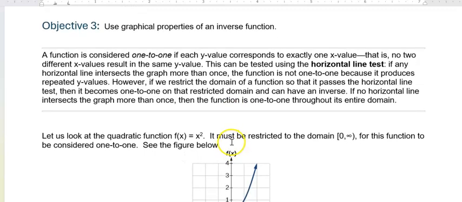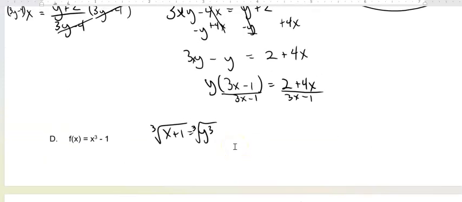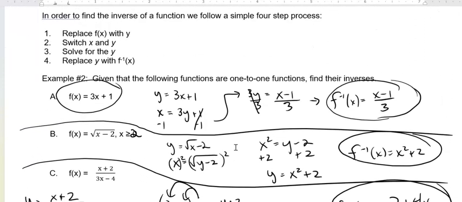Okay, back to the graphical properties. We looked at these. Now, one thing I skipped, which I'm going to talk about now, is that in order to do what we just did here with example 2, all these examples, if I want to find an inverse function, this has to be 1-to-1. This has to be 1-to-1. This has to be 1-to-1.